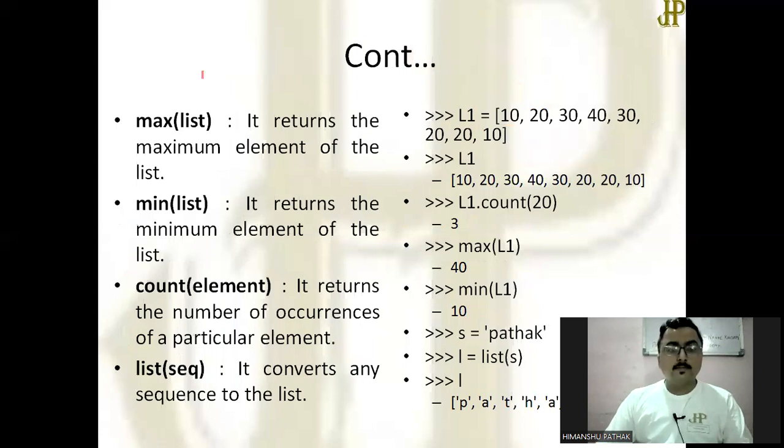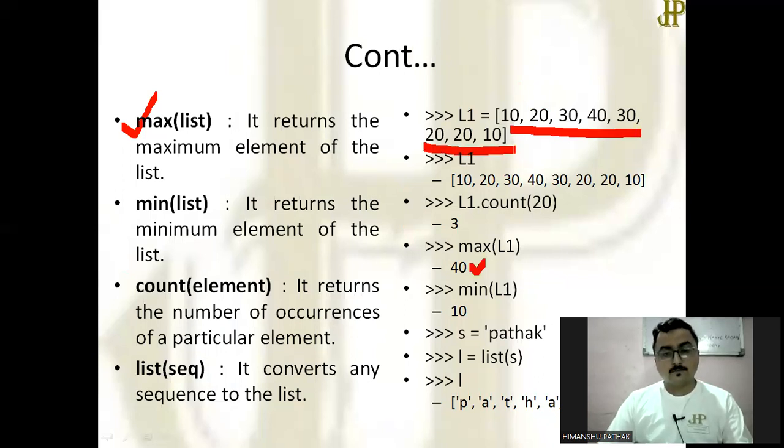Other than this, max of list will print the element with the maximum value. So max(L1) will print 40, because in the list L1, 40 is the greatest element. Min, as the name suggests, will print 10.